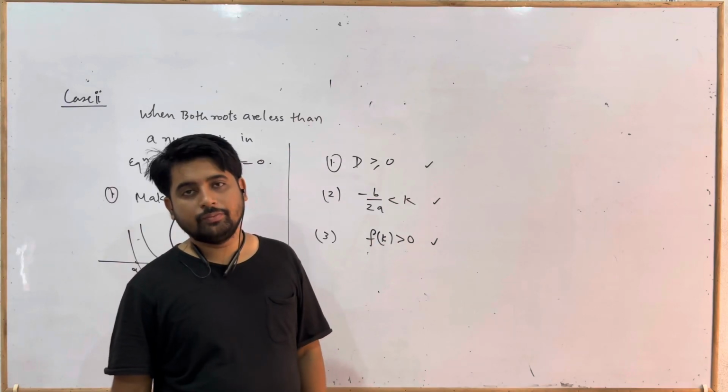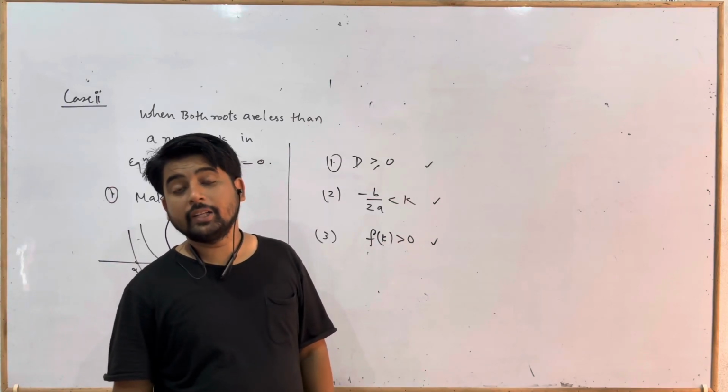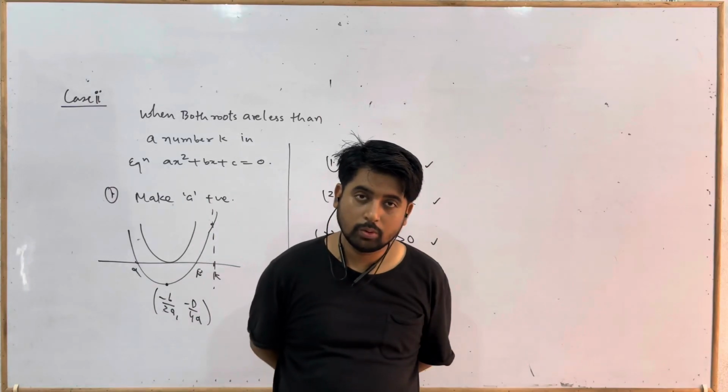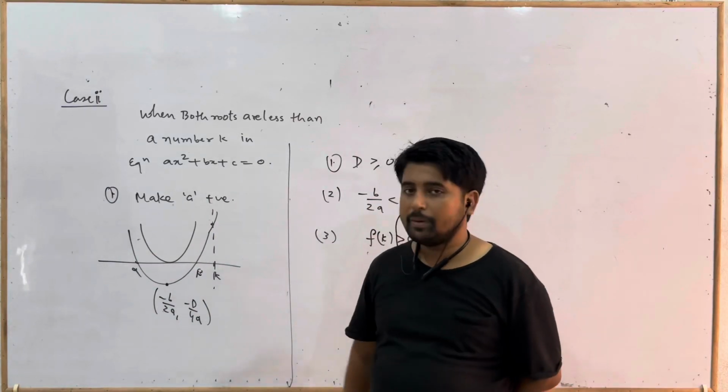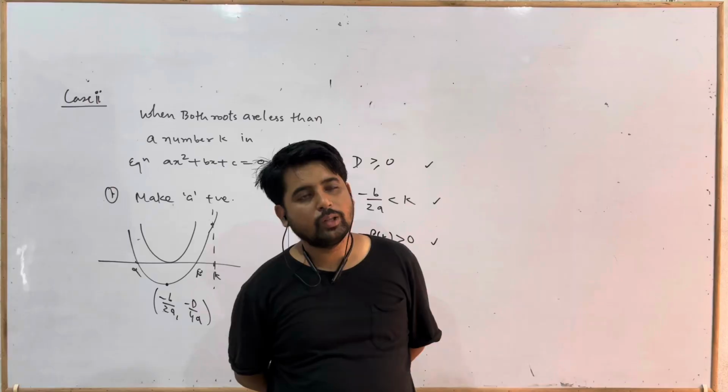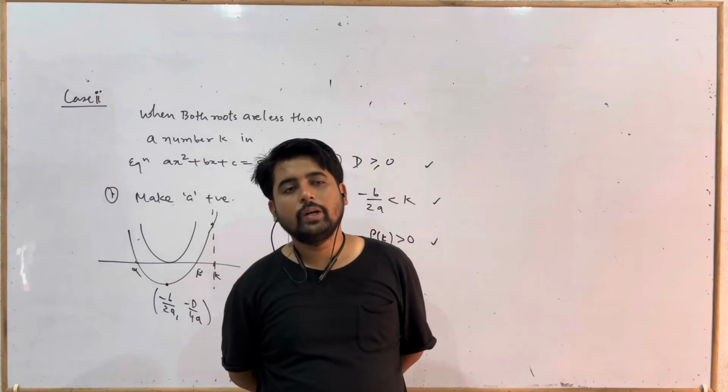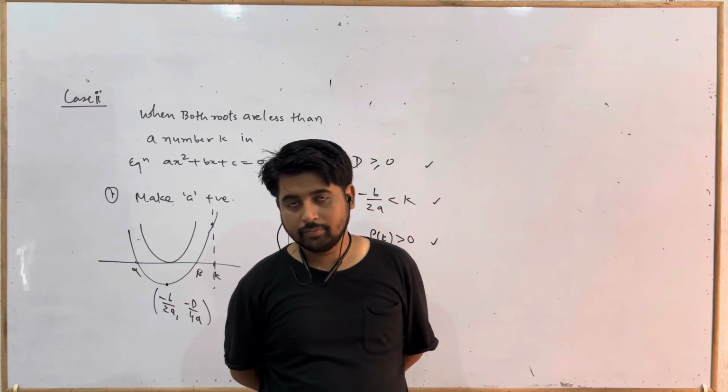Both roots are positive. That means both roots are greater than 0. So similarly, in the previous question, if you put k equal to 0, you will get both roots positive.